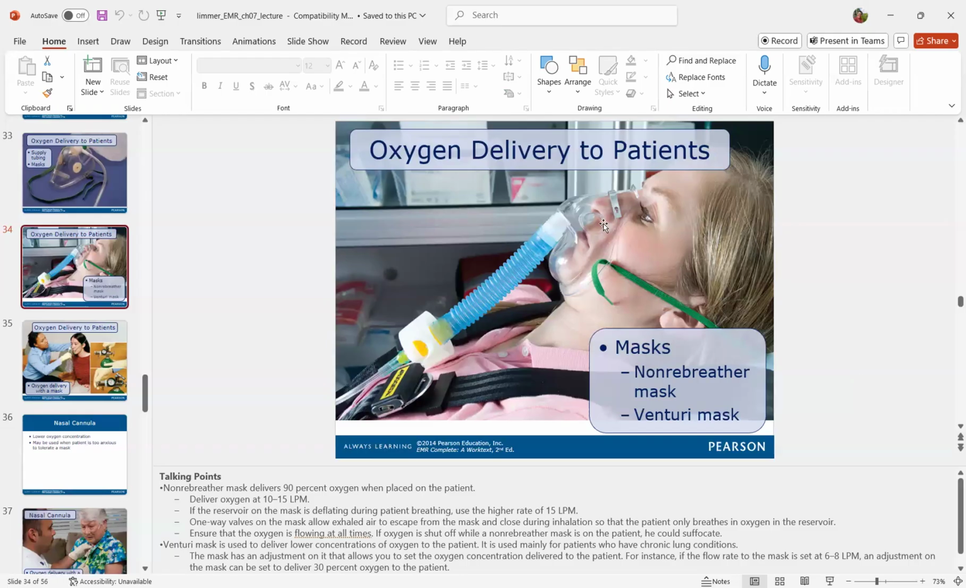Venturi masks, like the one in this picture right here, are used to deliver lower concentrations of oxygen to the patient. These are patients with chronic lung conditions like COPD. We don't want maybe that much pressure on them. We don't want that much percent to them. We can adjust this mask a little bit more. This one is usually set at 6 to 8 liters per minute. And it delivers about 30% of oxygen to the patients instead of 90 like the non-rebreather does.